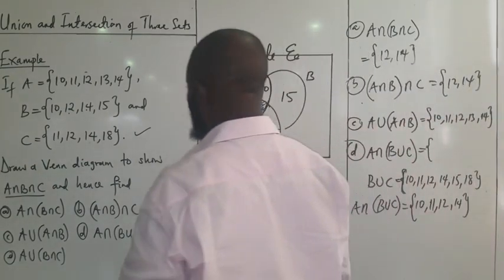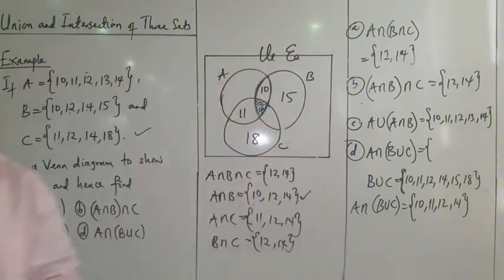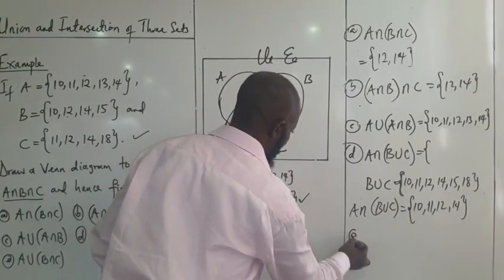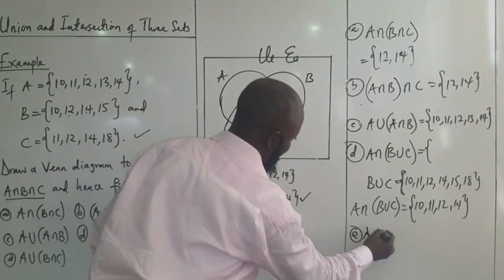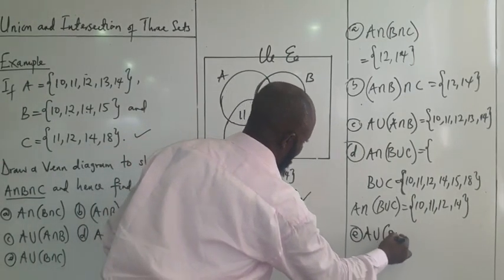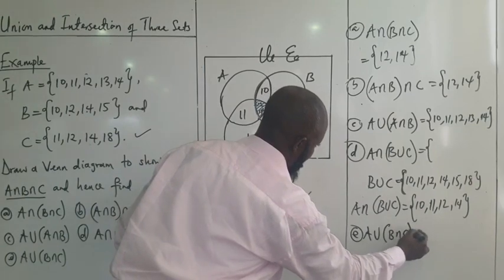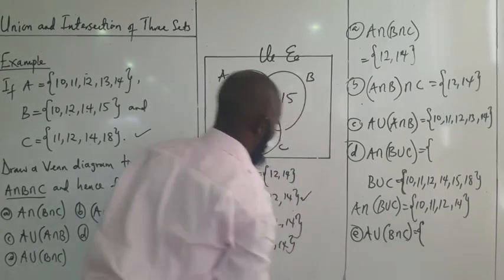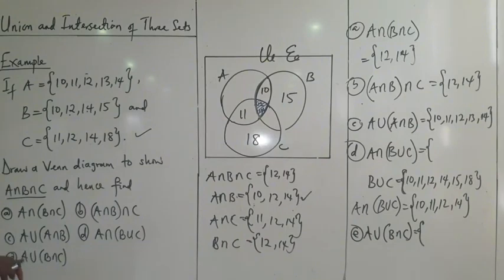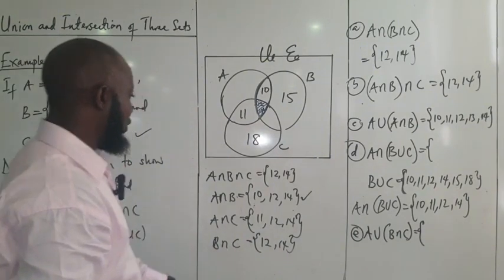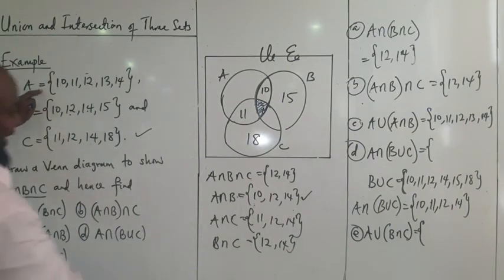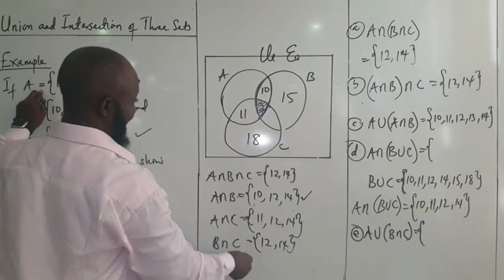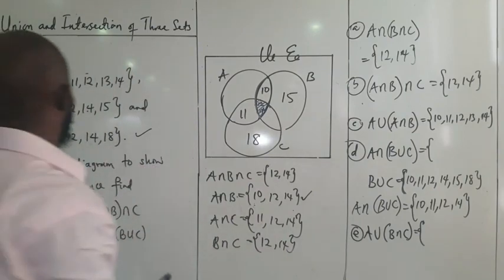Then the last one here is A union B intersection C. Let's see what we're going to get. A union B intersection C, we have B intersection C here, union A. That is all the elements we have in A and the elements we have in B intersection C, we combine them.